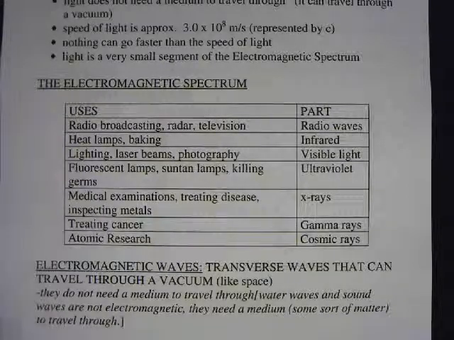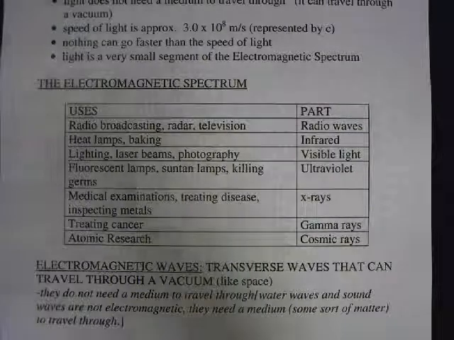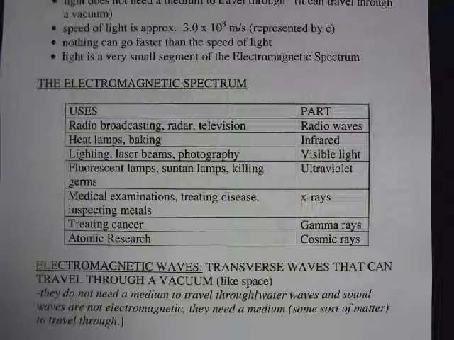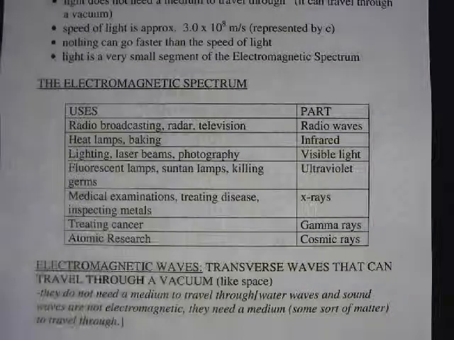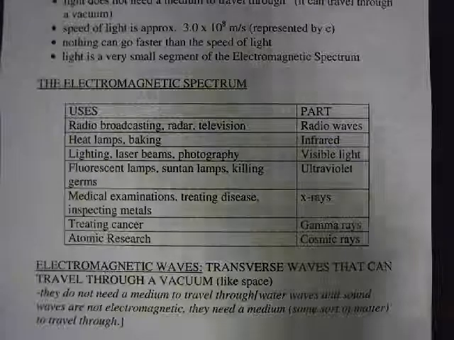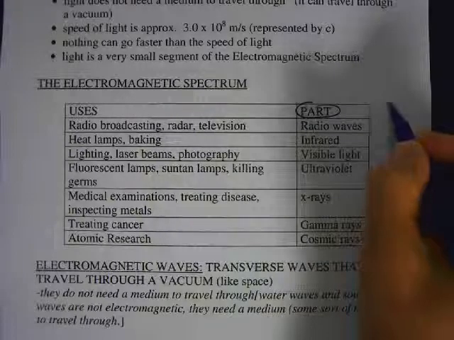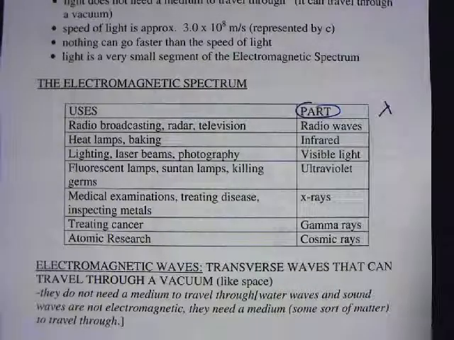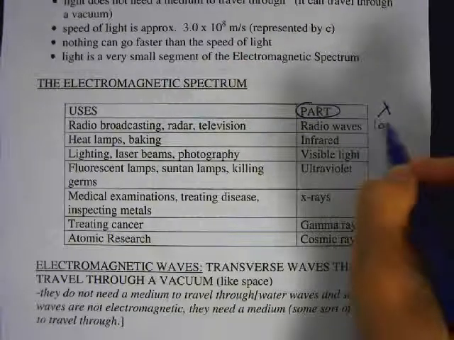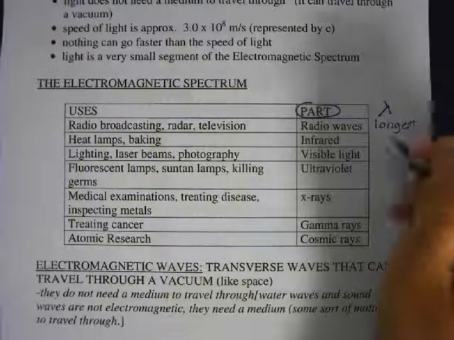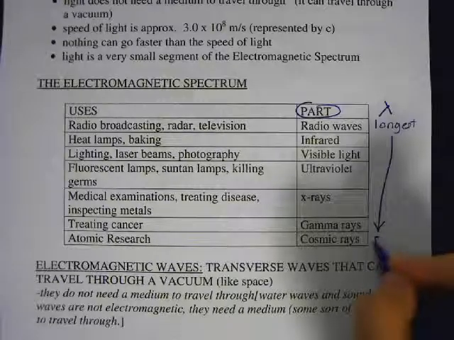Now, one of the things that I forgot to put here, so I want you to add it to the notes, is on this chart. For me personally, when I see things in a chart like this, it helps me to remember it. And one of the things that you're going to have to know for your quiz is the order of the electromagnetic spectrum. Now, this is the order. As far as the wavelength is concerned, this is the longest, and this goes to the shortest.